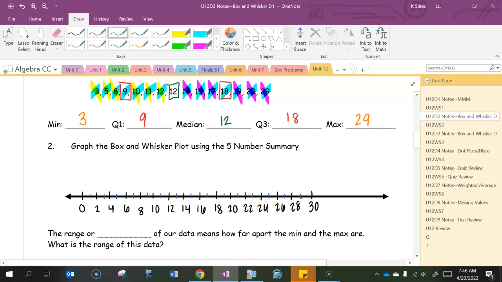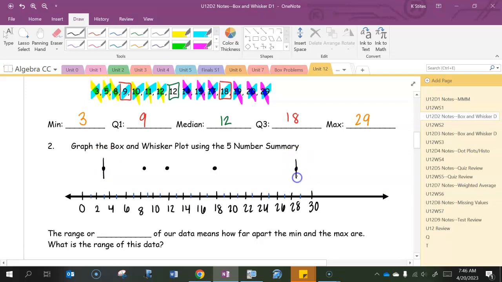Now you're going to raise up a little bit. It doesn't matter how high you go, and you want to put a dot at each of these 5 numbers. So 3, 9, 12, 18, 29. You do want to leave them on the same level though.